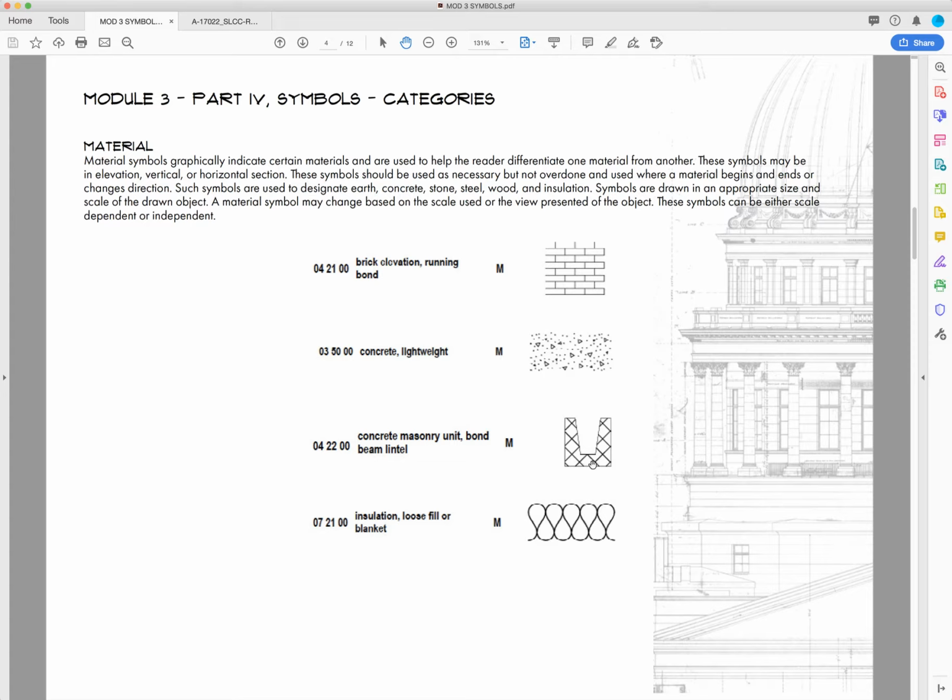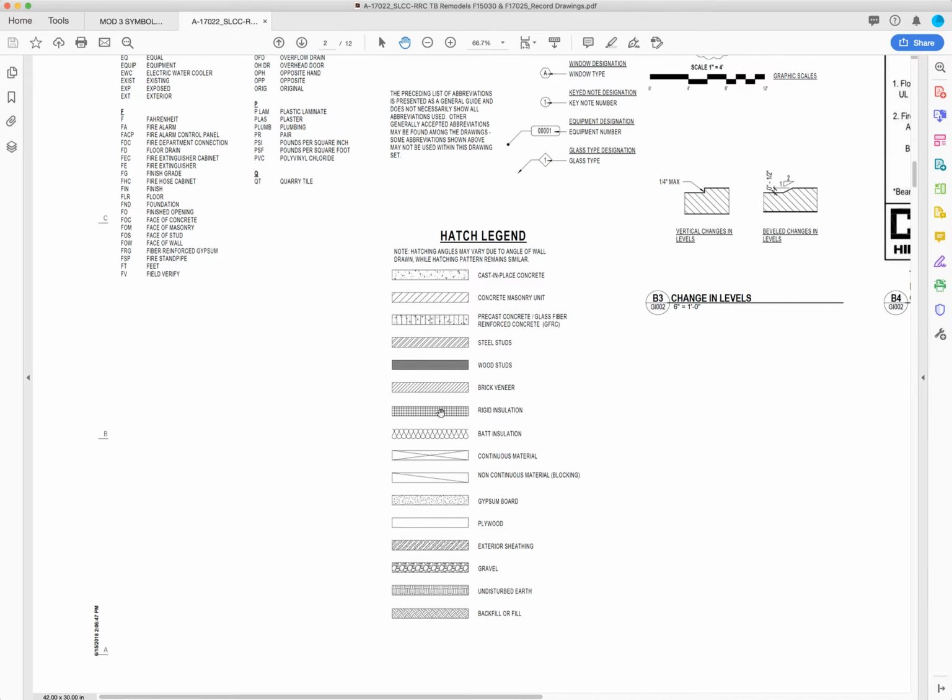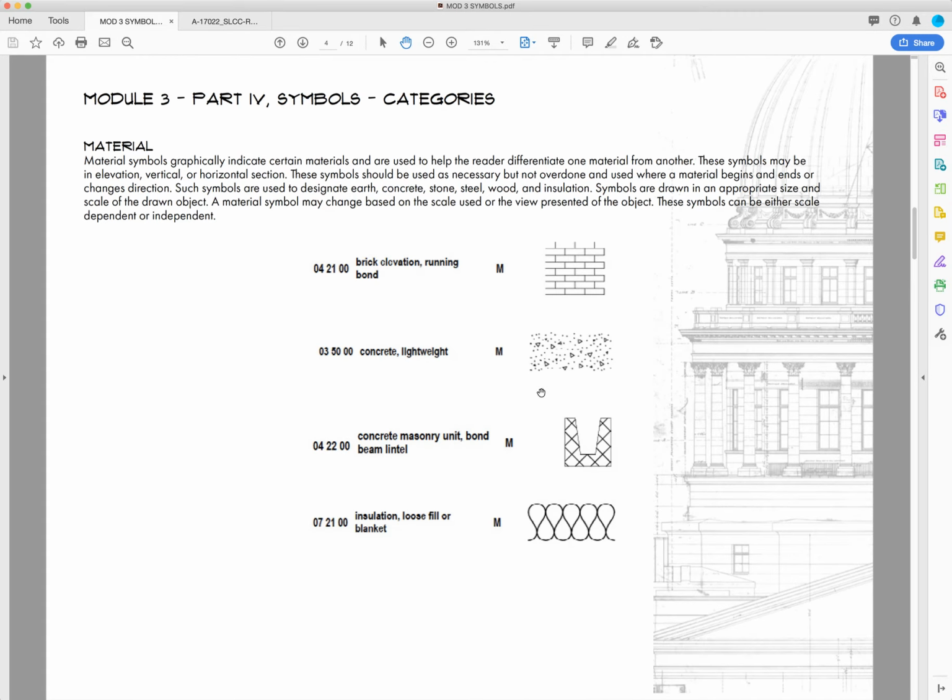CMU, again, is typically shown with this square material. Let me compare it to the firm again. Where is their CMU? So they just have a single dashed line. So we can already see one deviation from the National CAD standard. And then insulation, this is really common.